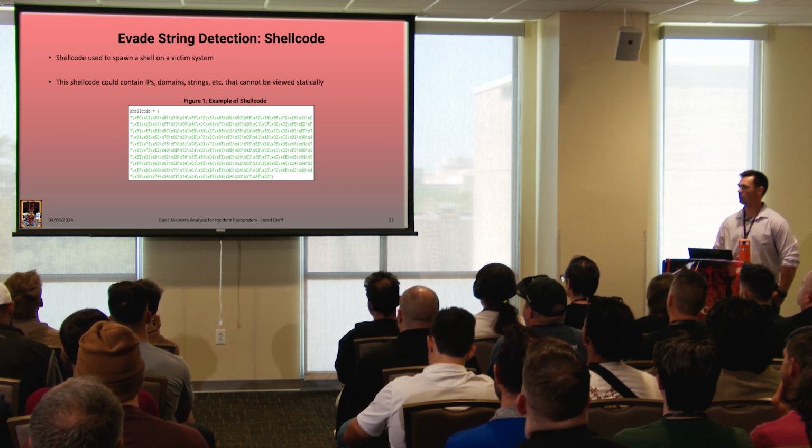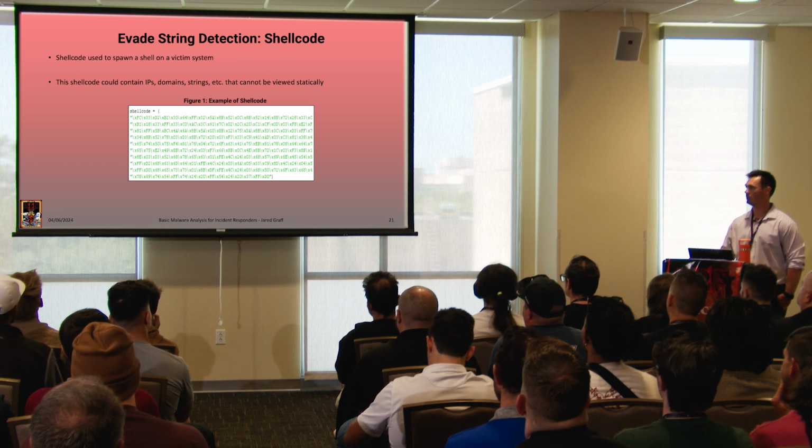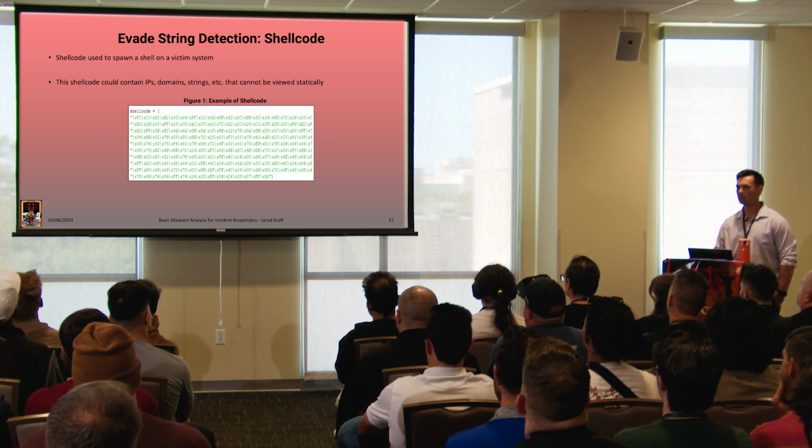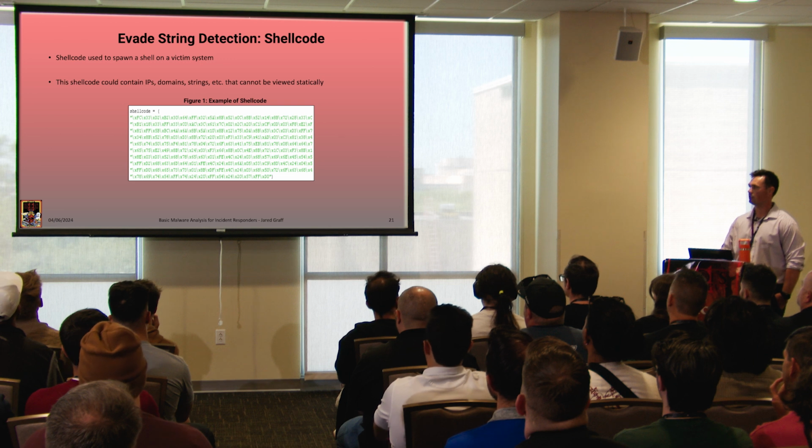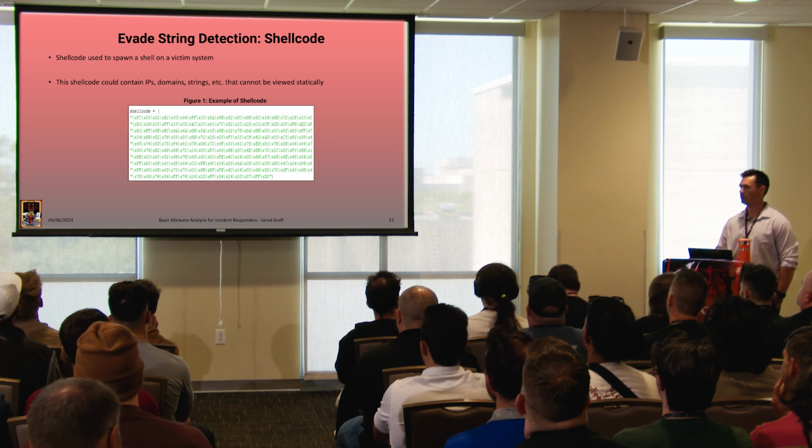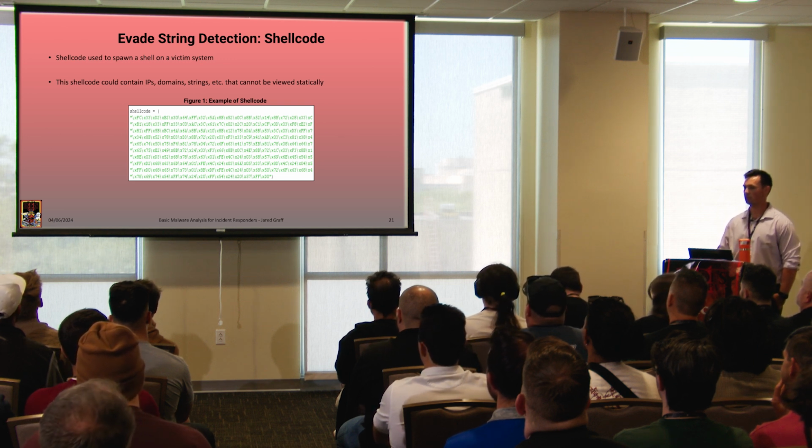Figure 1 is just an example of what shellcode looks like. This is going to look like garbage to most people, and it looks like garbage to strings and FLOSS as well, because it cannot extract any IPs or domains out of this.